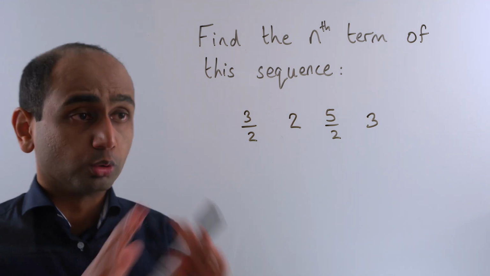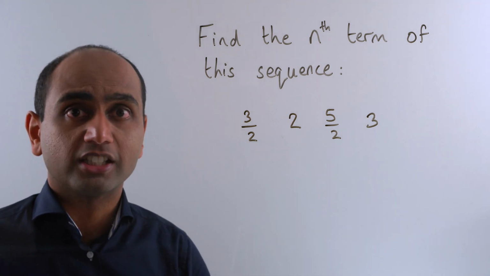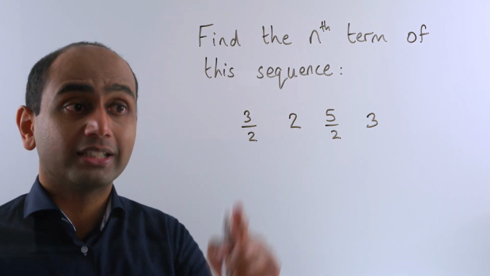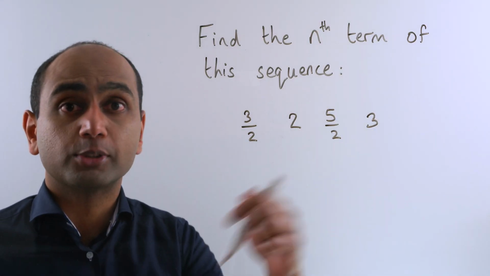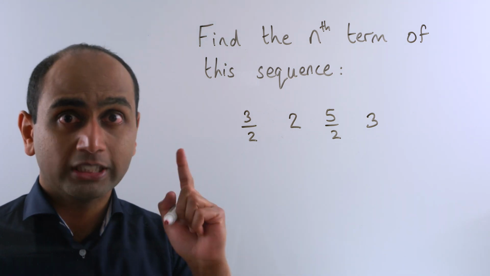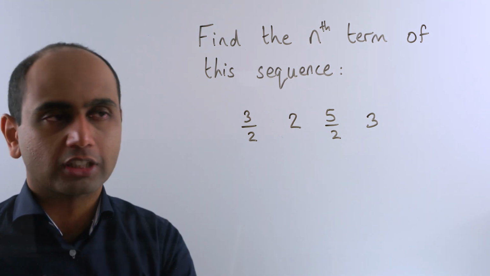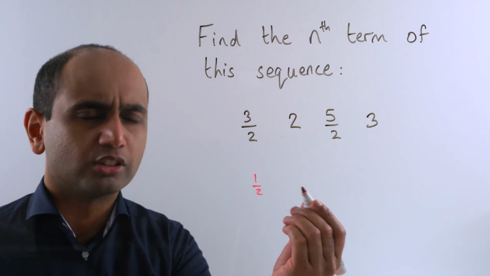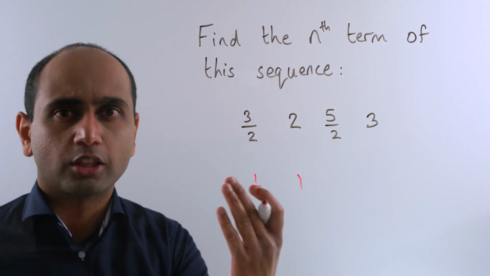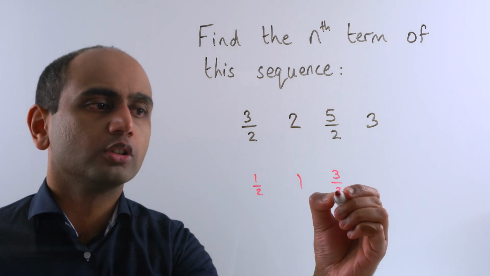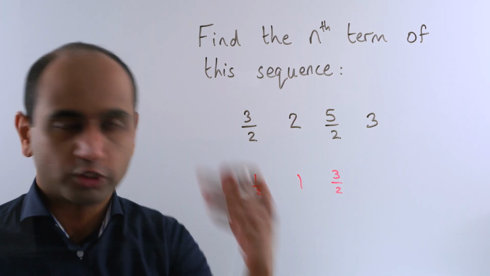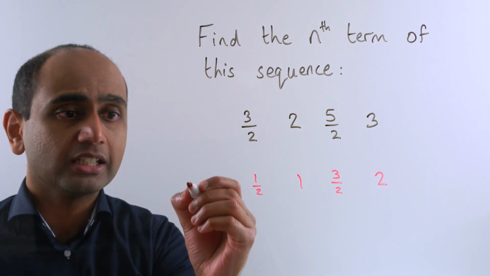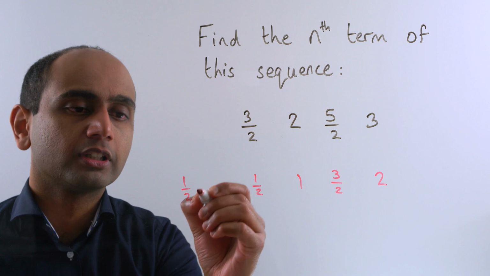Here's our last example. Pause the video and have a go at this one. Here's the answer. What you should have spotted is that this sequence is going up in steps of a half. So what I need is the half times table. And that's simply a half, then 2 lots of a half is 1, then 3 lots of a half is 3 over 2, 4 lots of a half is 4 over 2, which is the same as 2. And the nth term of this sequence here is simply a half n.